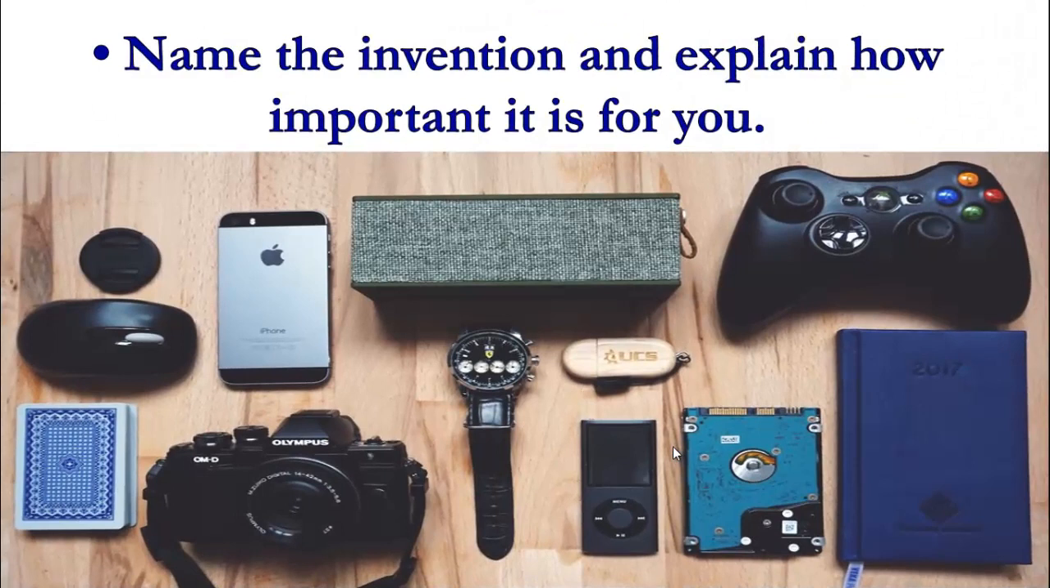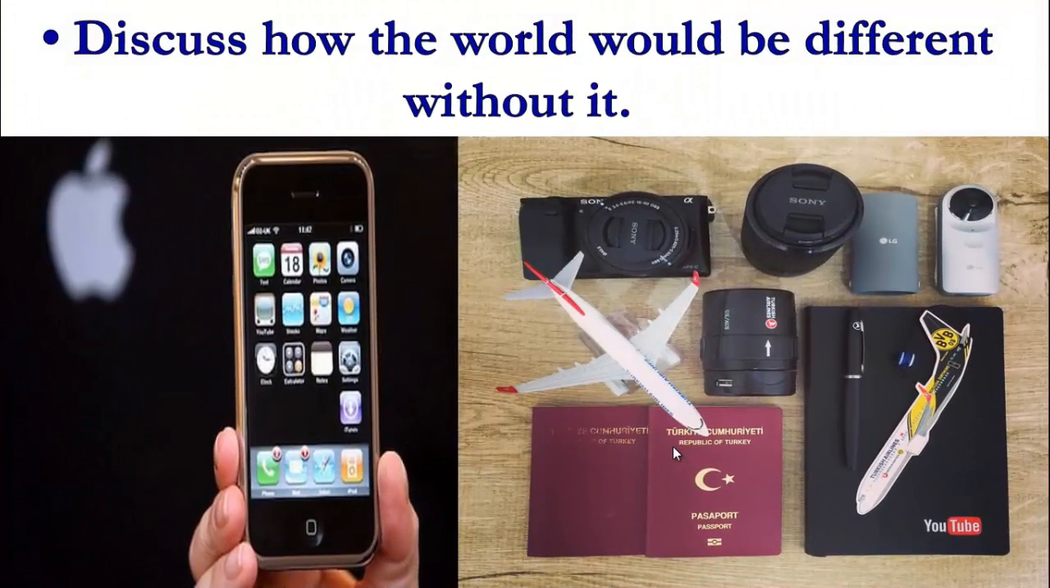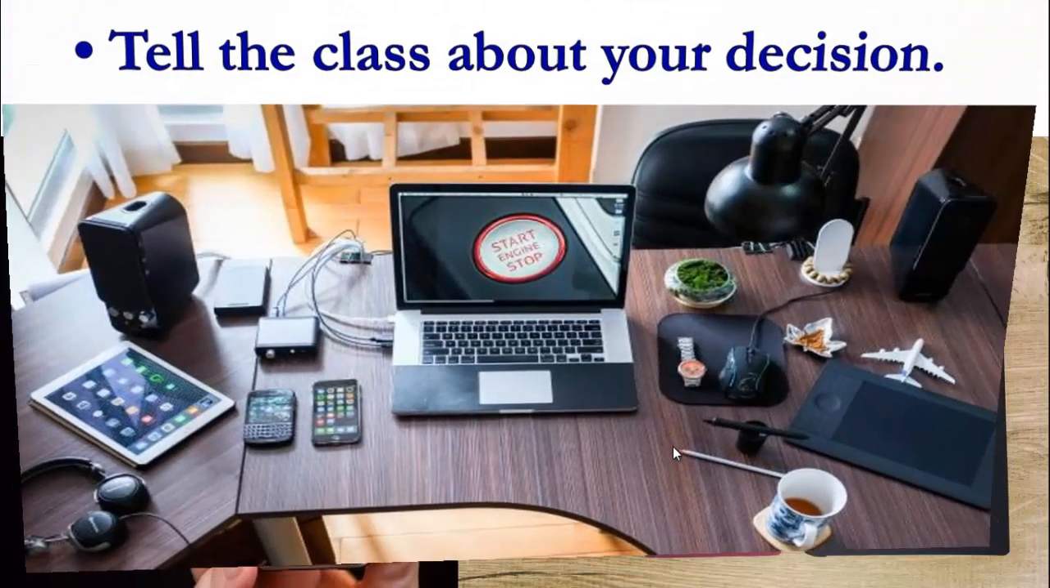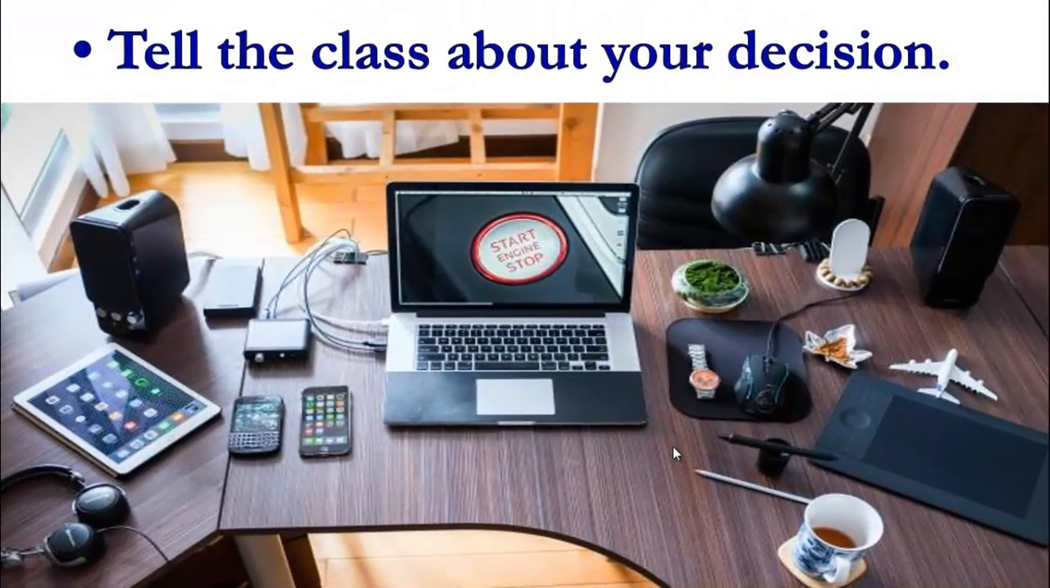The name of the invention, as we have said. Here we have some pictures. You can choose from them if you haven't decided yet. You are going to tell me how the world would be different without it. Like when we speak about the mobile phone, how would the world be different without the mobile phone? If we don't have airplanes, how would the world be? Okay, I'd like you to think. And you are going to tell the class about your decision.